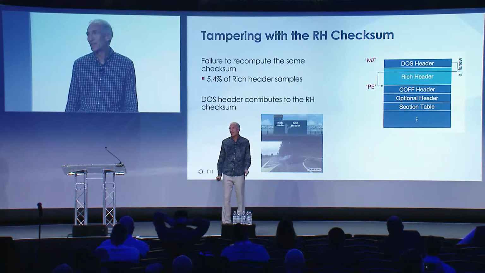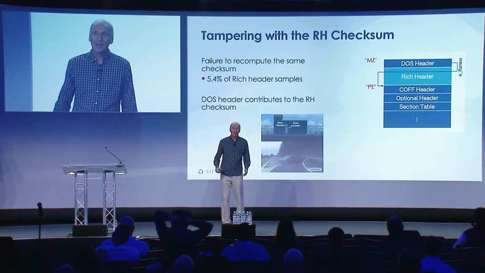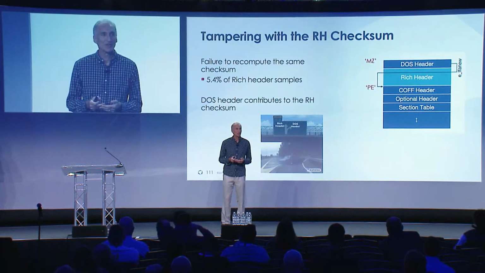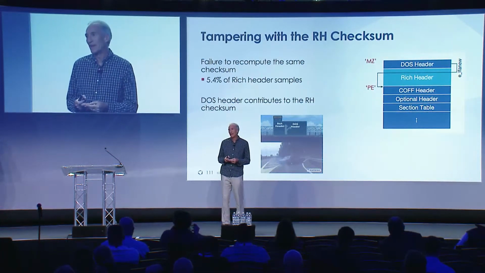OK, so I want to make a little mention of tampering with the rich header. It's not essential for execution of the code. You can mess with the rich header, and it doesn't change the functionality of the sample. And bad guys are going to learn that we're doing this and start changing with it. So we looked for several different cases where you could tamper with the rich header. I only have time to talk about one of them here. It's going to be tampering with the rich header checksum.